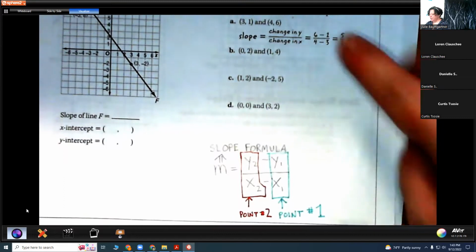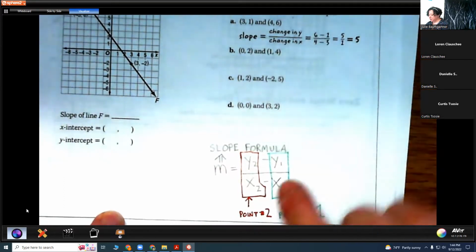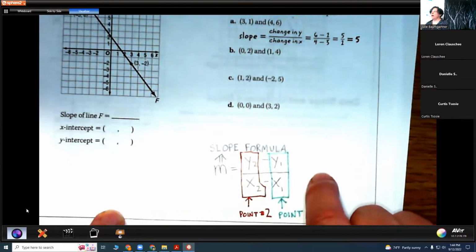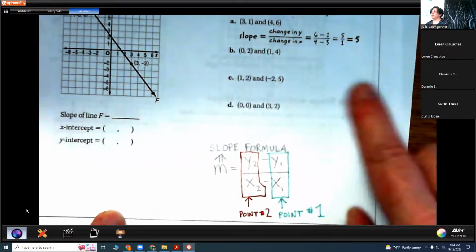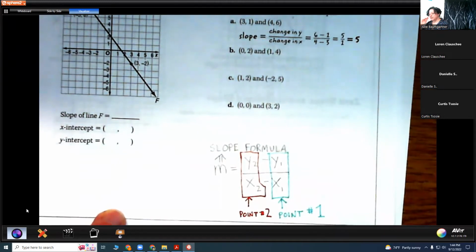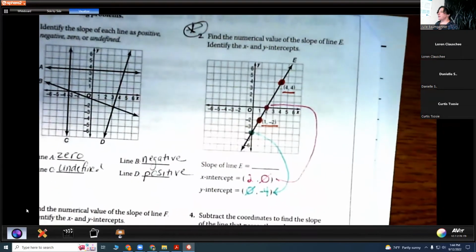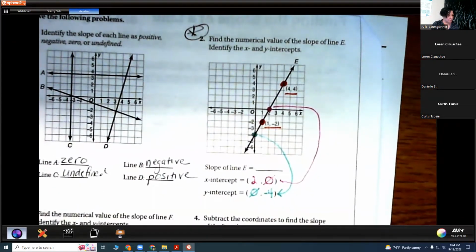So anyway, hopefully this makes sense. Why is the change the slope? Well, we will be able to visually see this in a moment. So let's go back to problem 2. We've got our 2 lines here.